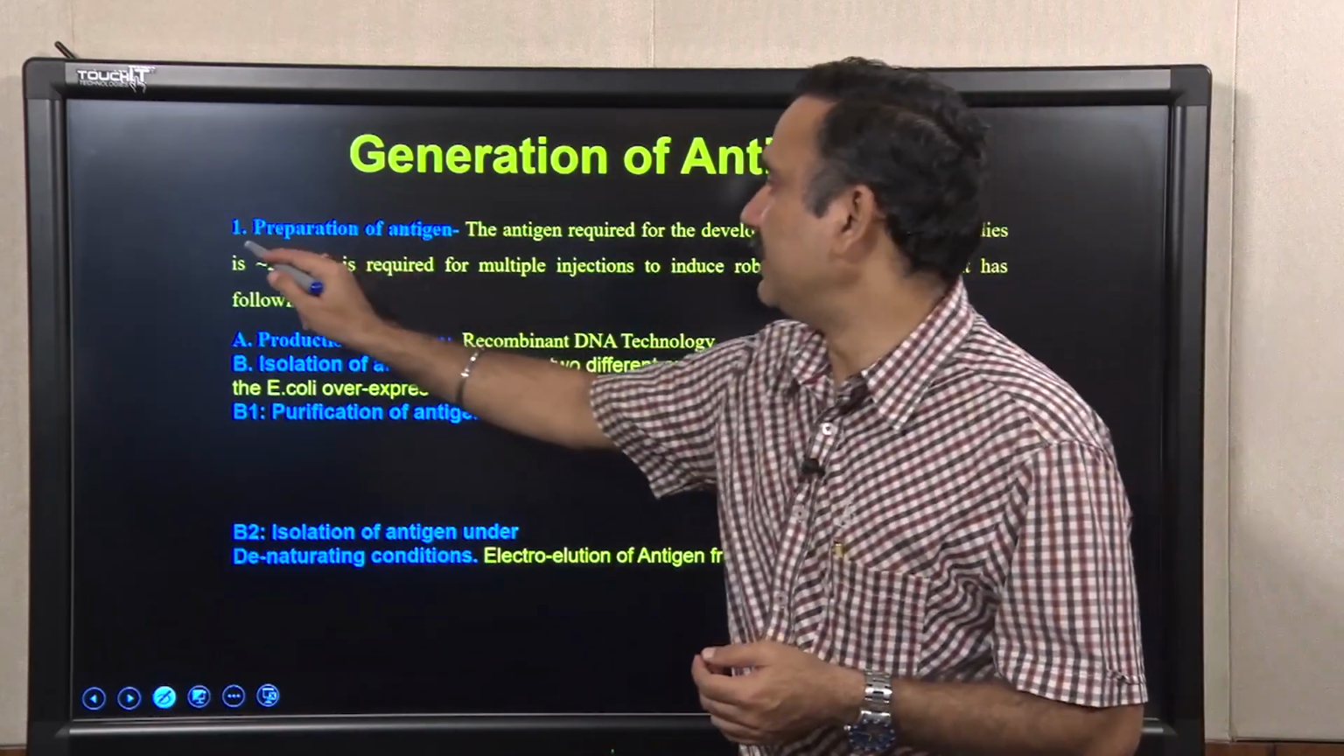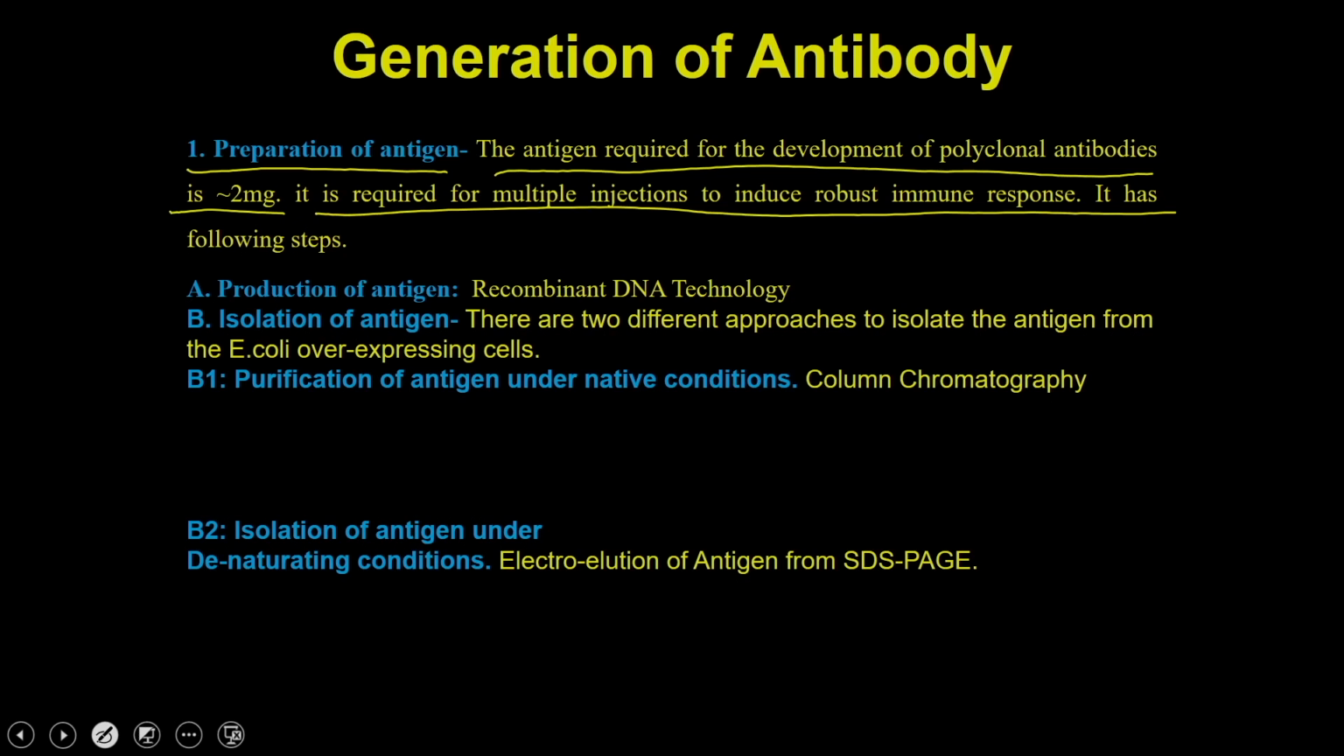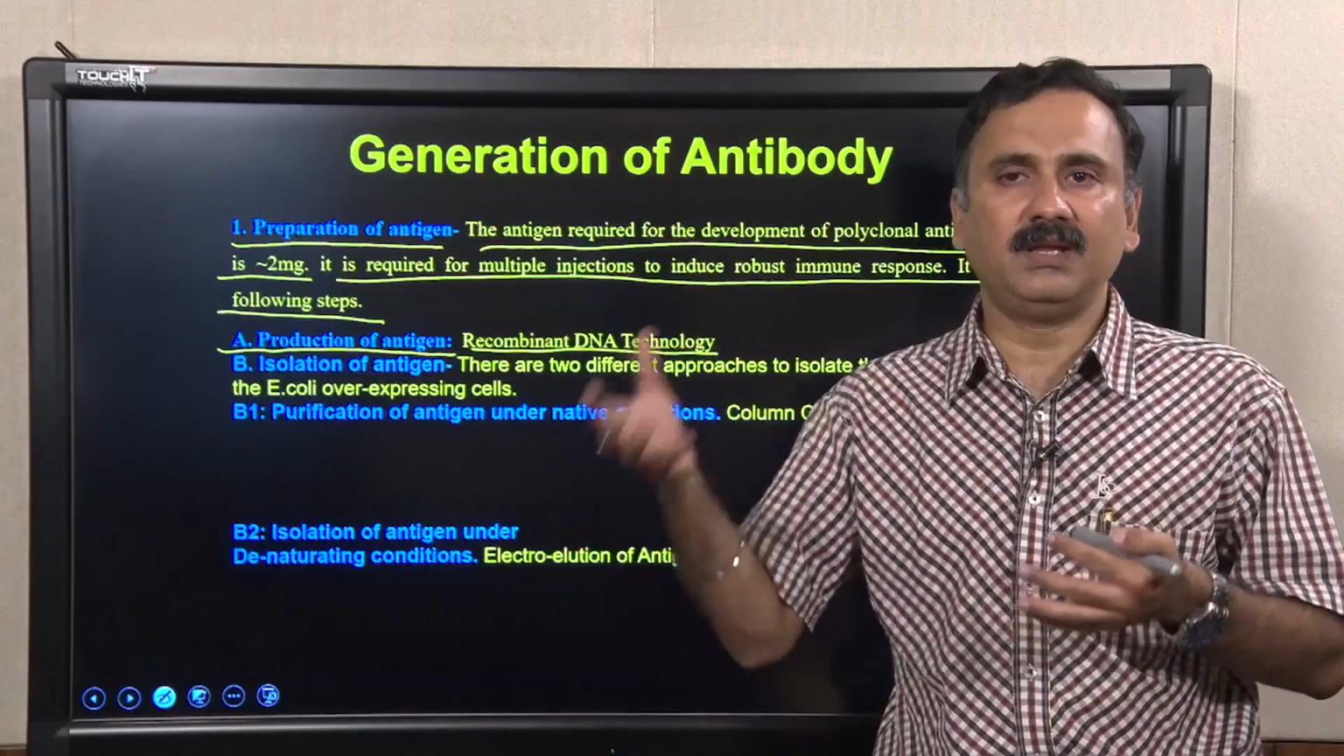So, the first is the preparation of the antigen. The antigen required for the development of a polyclonal antibody is approximately 2 milligrams. It is required for the multiple injections to induce a robust immune response, and the preparation of antigen has the following steps. The first is that you have to produce the antigens. So, you have 2 options. One, you can use recombinant DNA technology, which means you can clone the antigens, and that is how you can produce the antigen in large quantities and purify it.